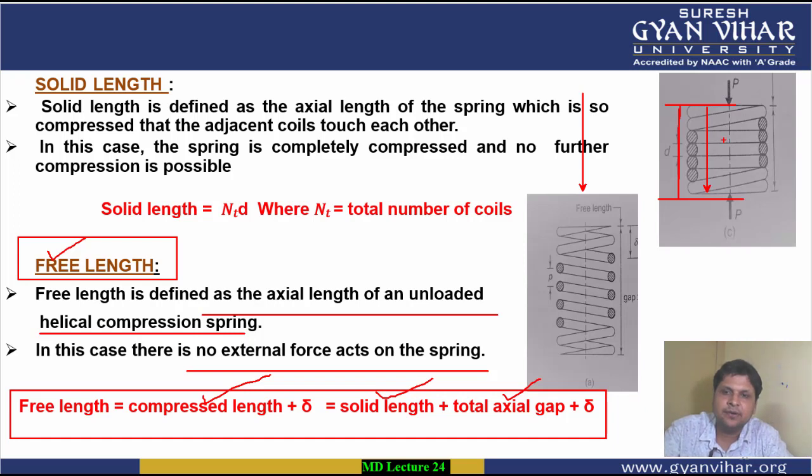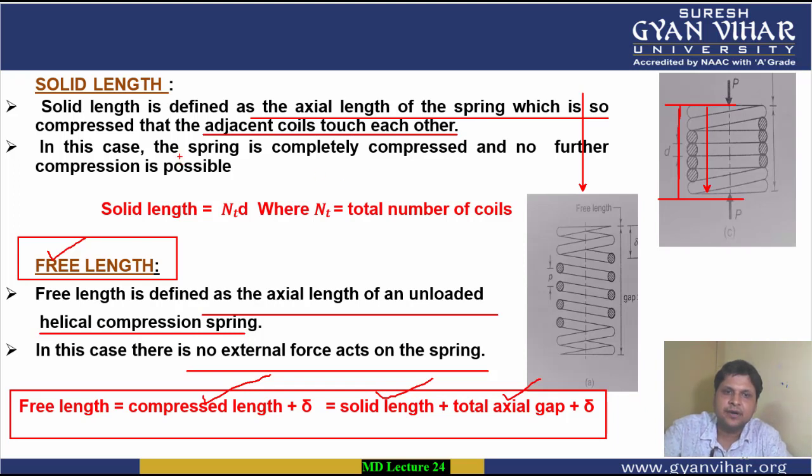But always keep in mind, solid length is always taken when the spring is loaded to its full extent, such that the adjacent coils touch each other. So by definition, we can say that it is the axial length of the spring which is so compressed that the adjacent coils touch each other.